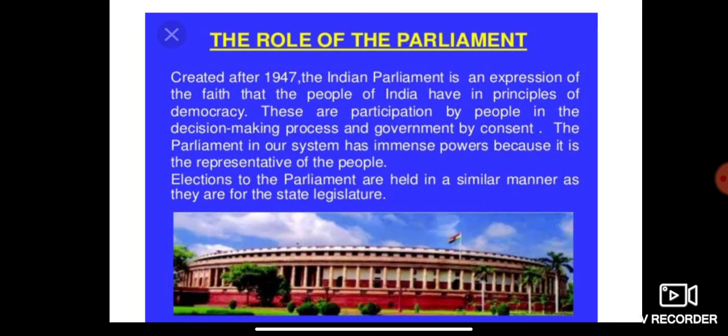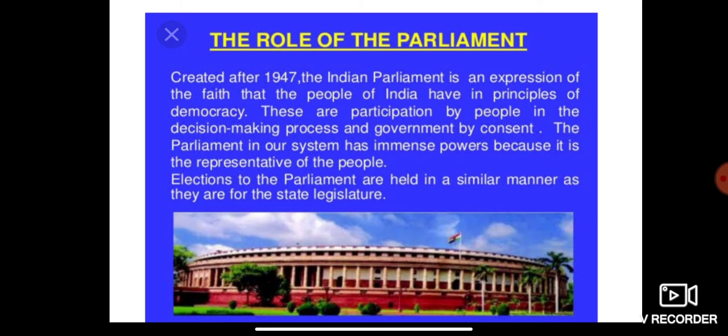So what are the role and the function of parliament? It was created after 1947. The Indian parliament is an expression of the faith that the people of India have in the principle of democracy. These are participation by people in the decision making process and government by consent. The parliament in our system has immense powers because it is the representative of the people.